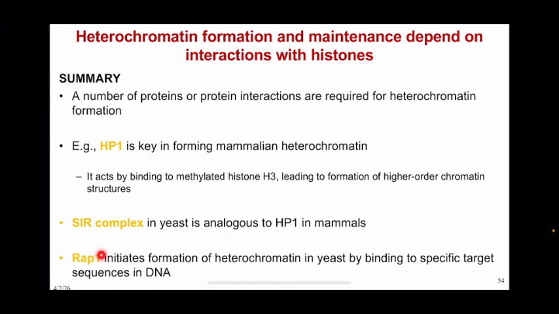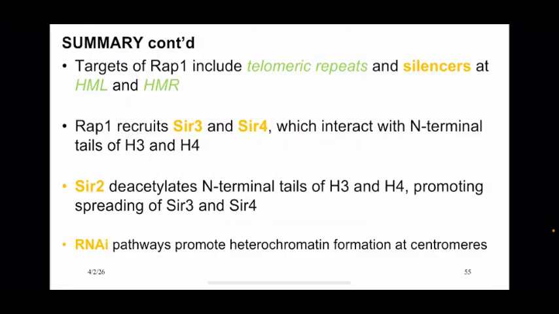There's another protein called Rap1, and this Rap1 will initiate the formation of heterochromatin in yeast by binding to specific targets. So Rap1 actually works with the Sir complex in yeast in the formation of heterochromatin. The targets where Rap1 binds include telomeric repeats and silencers, especially at HML and HMR. These are the common targets of Rap1.